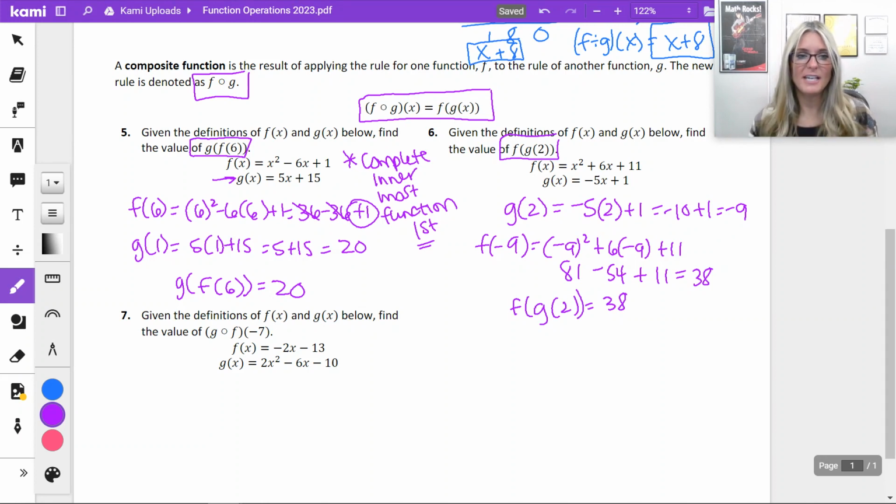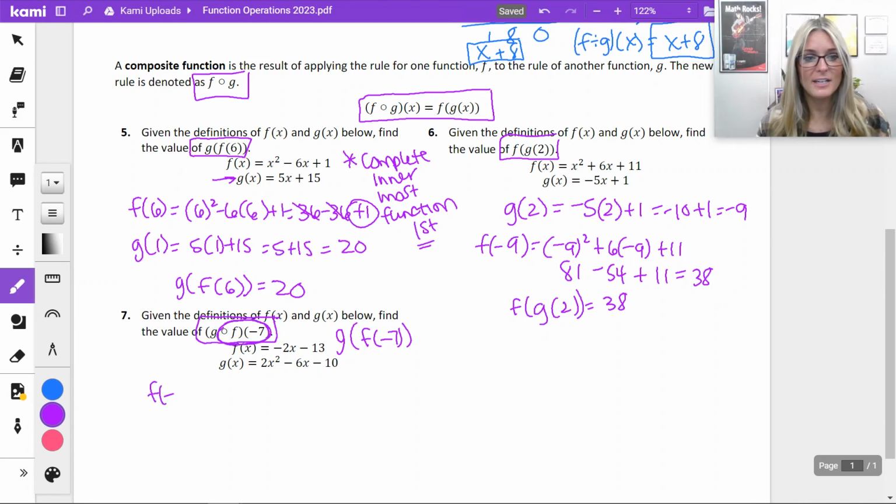Last one, number 7, given the definition of f of x and g of x below, find the value of g of f of negative 7. This means the same thing, just written differently. So let me convert it. Maybe you have already locked in on that other notation. This would be the same as saying g of f of negative 7. Okay, same thing, just a different way to write it. I want to make sure you're familiar with both because I don't know how they'll present it on your benchmarks or on your EOC. So again, completing the innermost first. If you're using this other notation, just whichever is closest, okay?